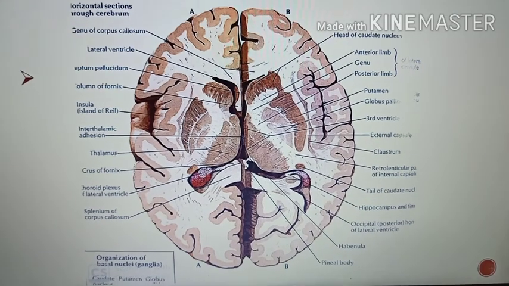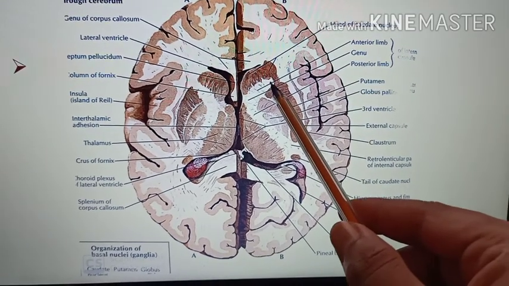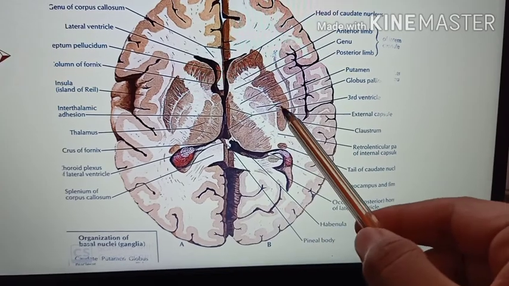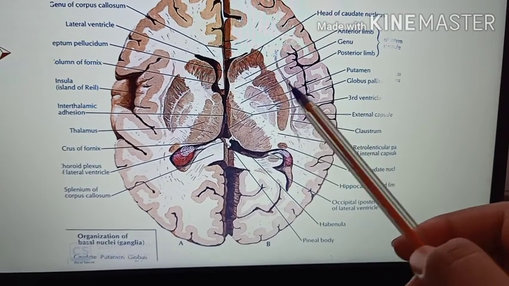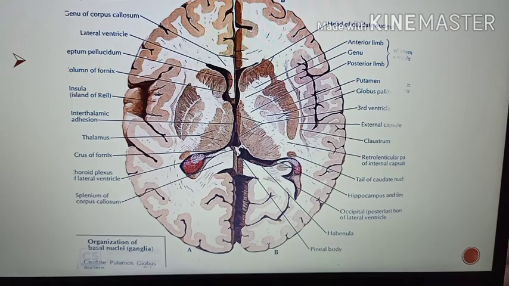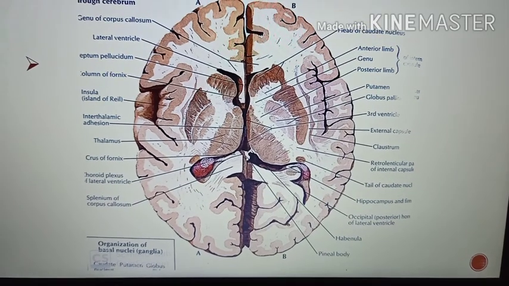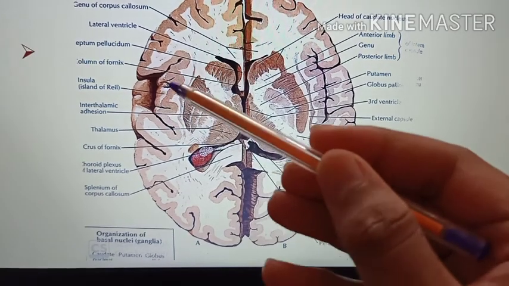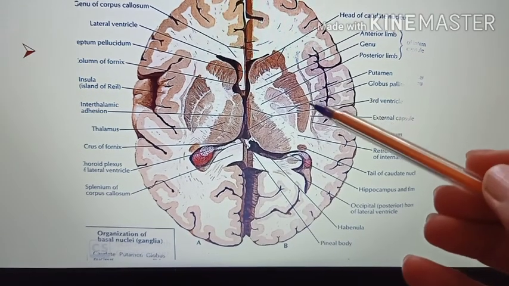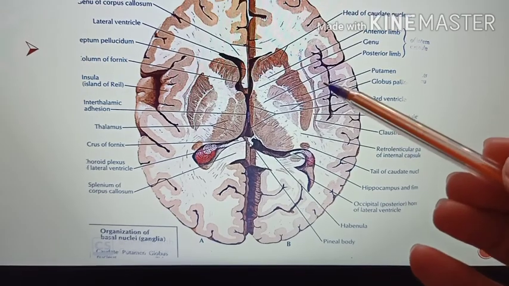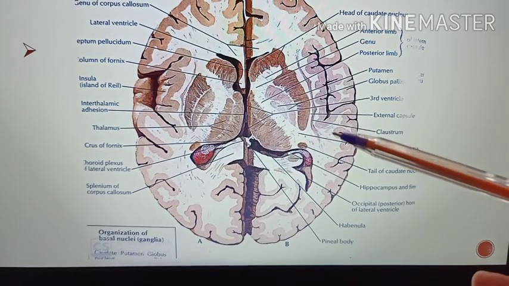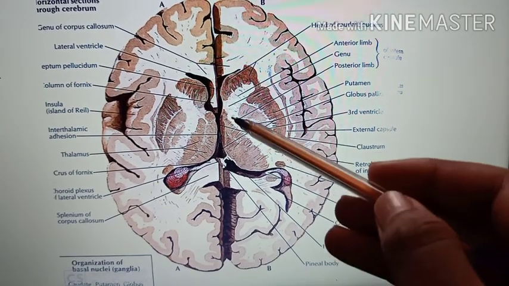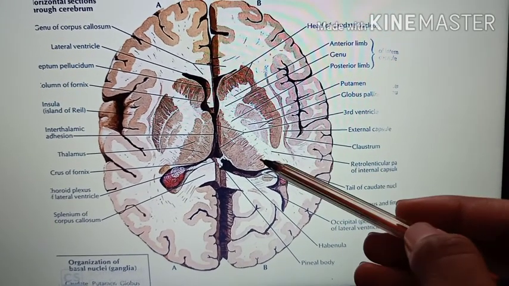So coming to the lentiform nucleus, this is forming the lentiform nucleus. It is a large biconvex mass of grey matter which is present beneath the insula. This region is called the insula. The lentiform nucleus is present below the insula. This is the internal capsule. It forms the lateral boundary of the internal capsule.